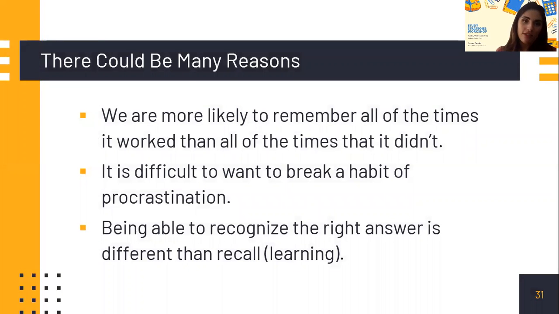And there could be many reasons for this. So it could be that we are more likely to remember all of the times that it has worked than all of the times that it didn't work. It could be that it's really difficult to admit to ourselves that cramming is a problem and to admit that we need to break a habit of procrastination. I know that that can be really tough for some students and for all people really. Procrastination is inevitable, but it is something that can be broken.